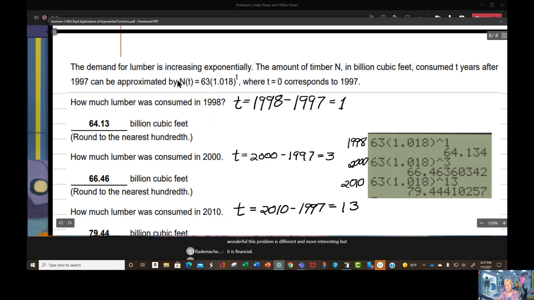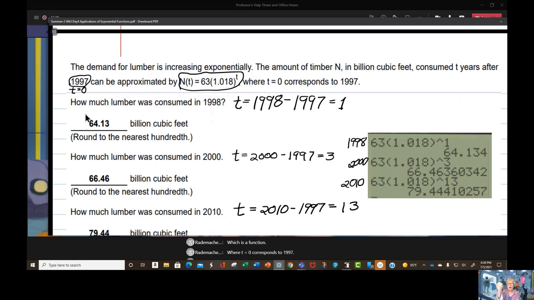The demand for lumber is increasing exponentially. That means increasing very fast and a lot. The amount of timber, in billions of cubic feet, consumed T years after 1997. So 1997 is the beginning year of the study. That's T equals 0. It can be approximated by this formula, which is a function, where t equals 0 corresponds to 1997.